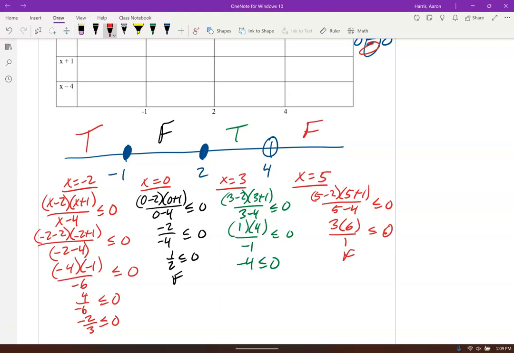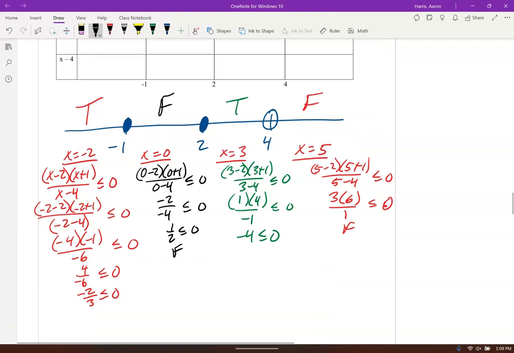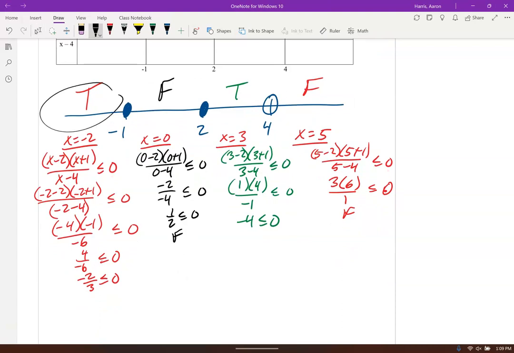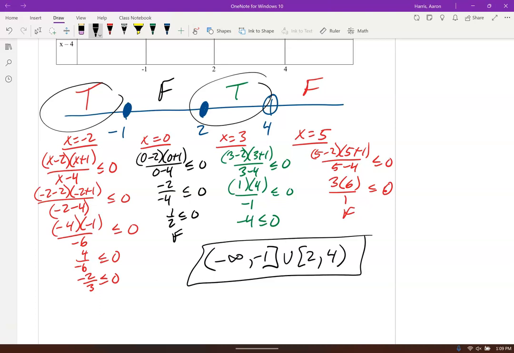So it looks like our solution set will be from negative infinity up to negative 1. We can include the negative 1. And then it'll be from 2, we include 2, up to 4, but we cannot include 4. Remember, 4 makes that thing undefined, right? So that'll be our solution set for that one.